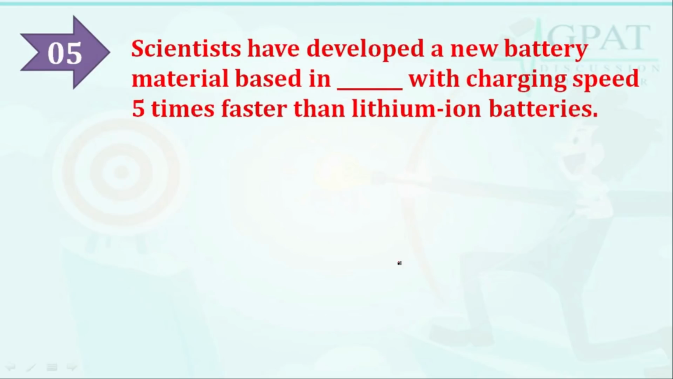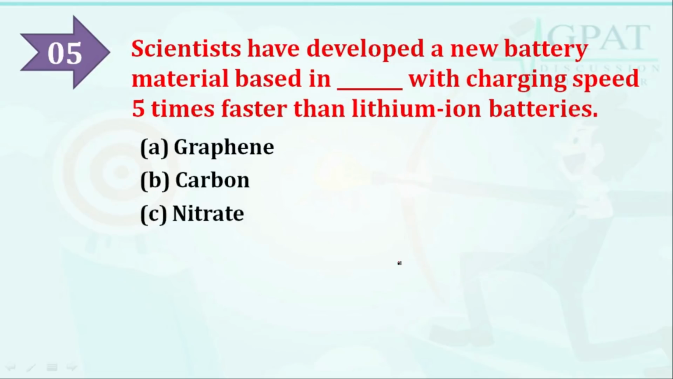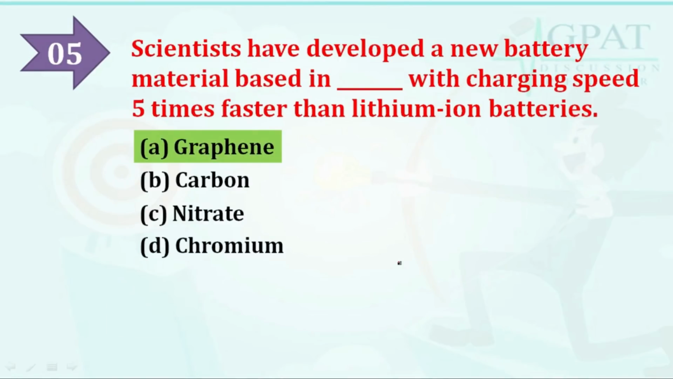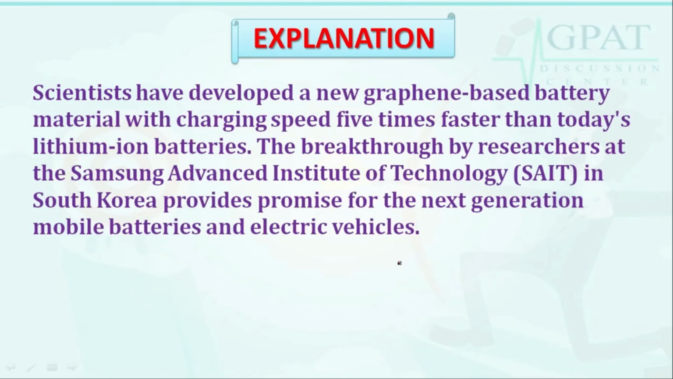Scientists have developed a new battery material with a charging speed 5 times faster than lithium ion batteries. The options are graphene, option B carbon, option C nitrate, option D chromium. So which is the correct answer? The correct answer is graphene. Let's discuss with the help of explanation that scientists have developed a new graphene based battery with charging speed 5 times faster than today's lithium ion batteries.